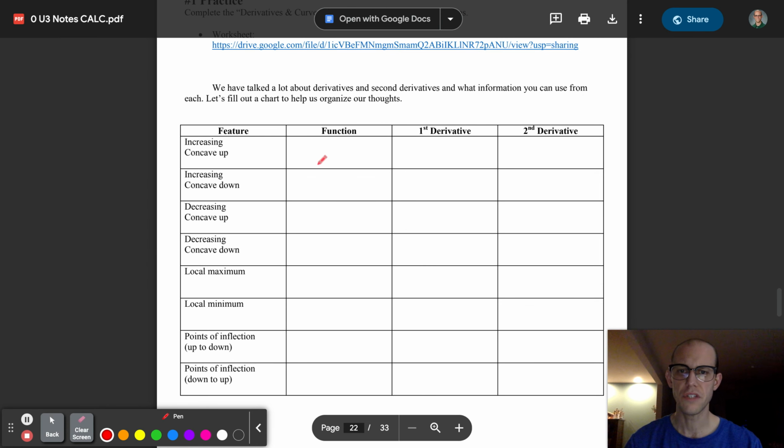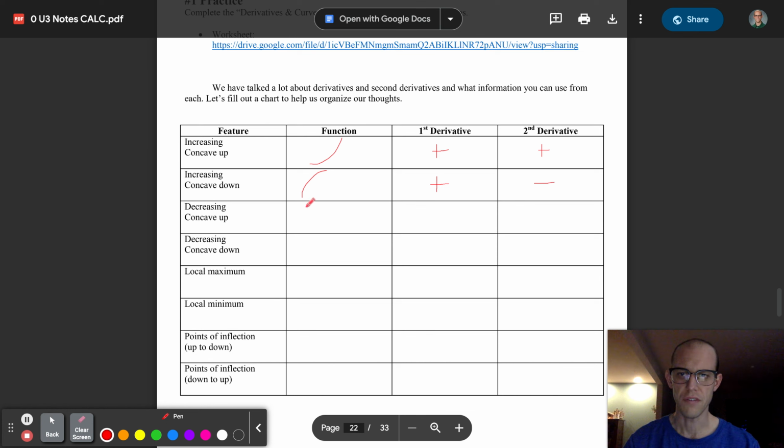So if something's increasing and concave up, it would look like this. The first derivative would be positive if we're increasing, and the second derivative would also be positive for concave up. If we're increasing and concave down, it would look something like this. The first derivative would be positive because we're increasing. The second derivative would be negative because we're concave down.